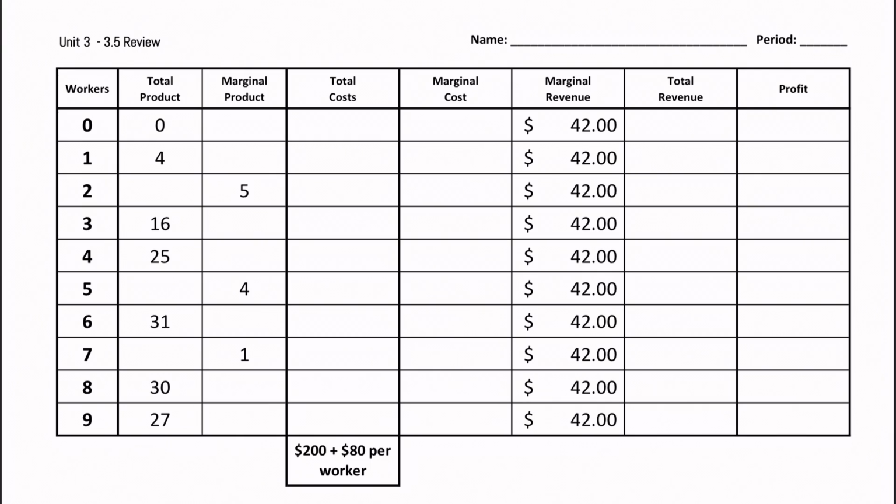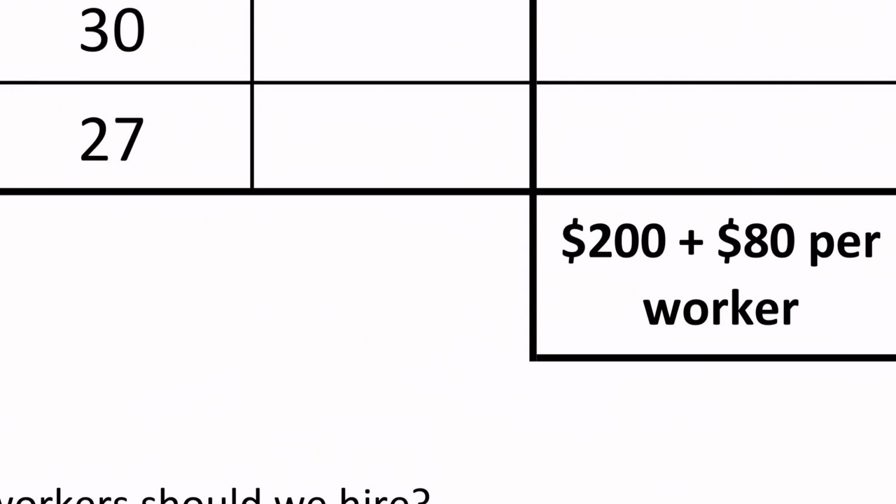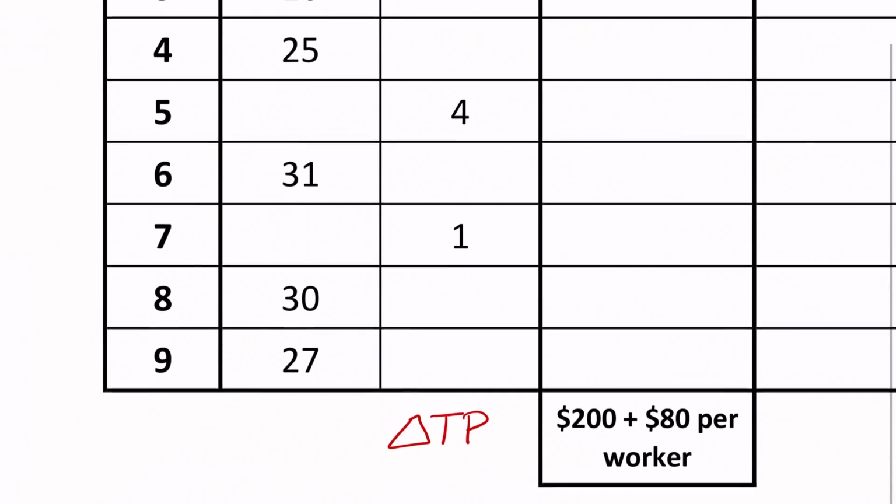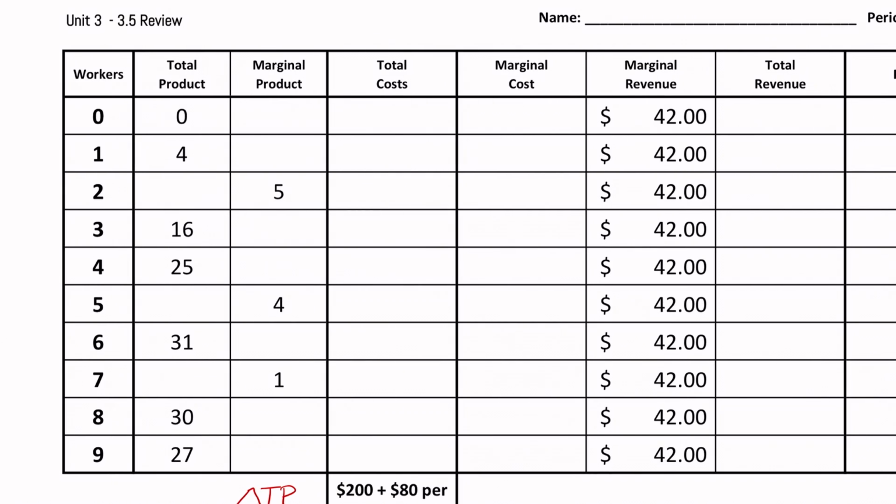What we want to do is go to these first two columns, our total product and our marginal product. Going into these, we want to start off with our marginal product. What we need to remember is, what exactly is our formula for marginal product? Well, it's just our change in our total product. Every time you see that delta, just remember the delta just means change in.